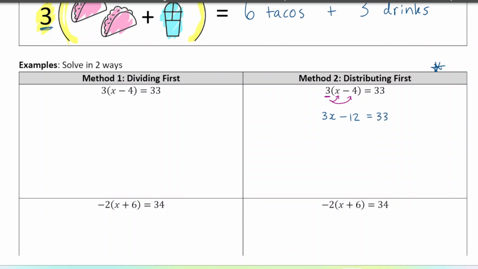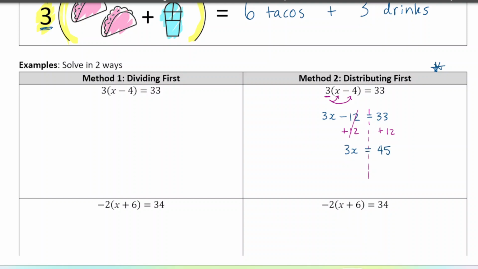Okay, and then I'm just going to solve this like normal. I'm going to solve using opposite operations. I'm going to make my little dotted line here. I'm going to do the opposite of subtracting 12. I'm going to work with adding and subtracting first, which is adding 12. That will cancel the 12 out, and I'll have 3x equals 45.